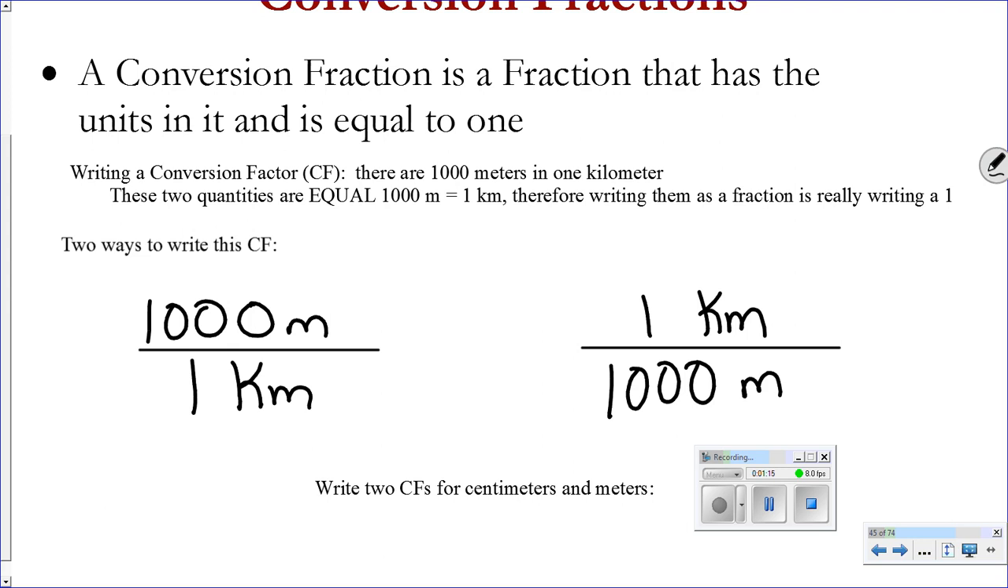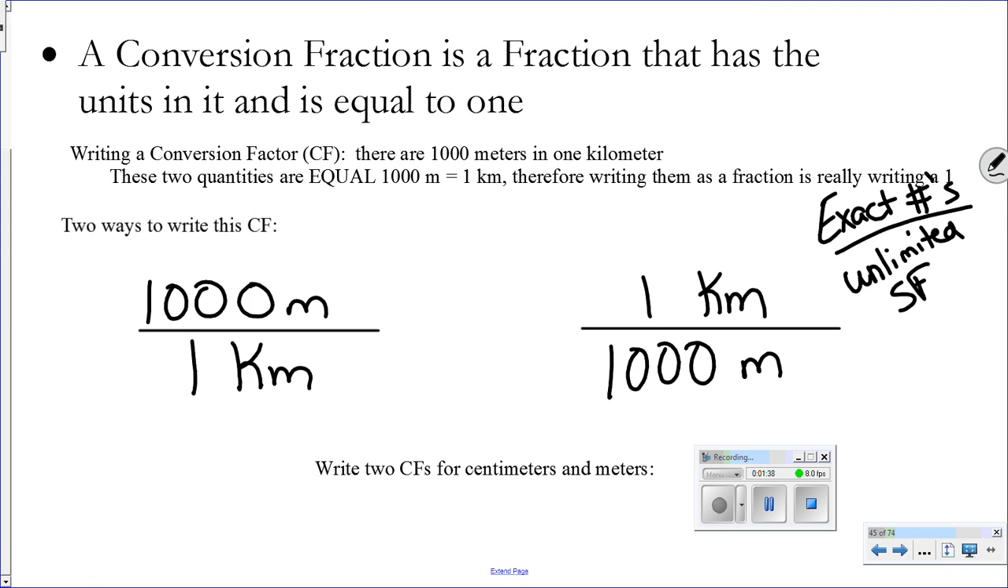What's very important to understand here as we get into math with these conversion factors, especially with metrics, these are considered to be exact numbers. Therefore, they have unlimited sig figs. There are going to be times when maybe this isn't so much true, but most of the stuff that we do, that will be true.